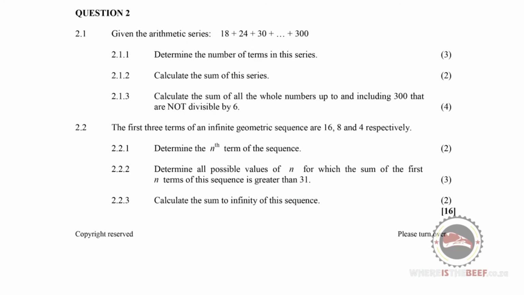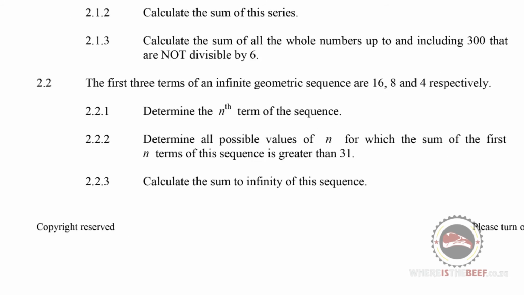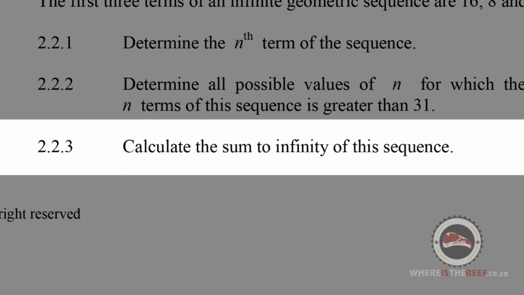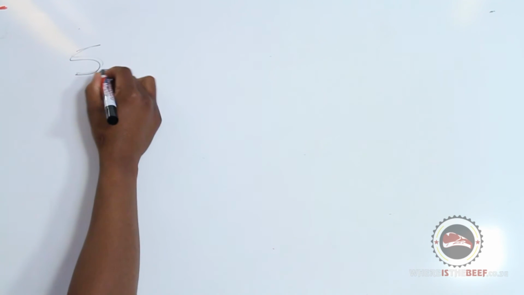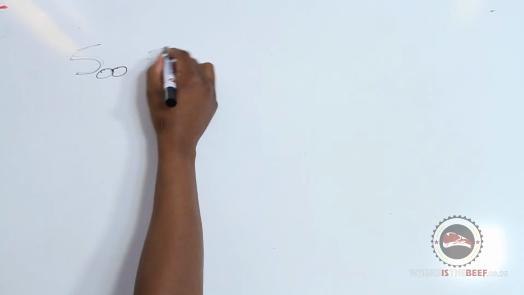Let's go to 2.2.3. It says calculate the sum to infinity of this sequence. So what is a sum to infinity? A sum to infinity is a sum of all the infinite terms that occur in the sequence. Obviously, it's impossible to write down all the numbers and sum them up. So we have a formula that makes things super simple when you're working with an infinite geometric sequence especially. So we have our sum to infinity. Remember, this is an infinity sign. I'm sure you guys know that. That's why I'm actually smiling.